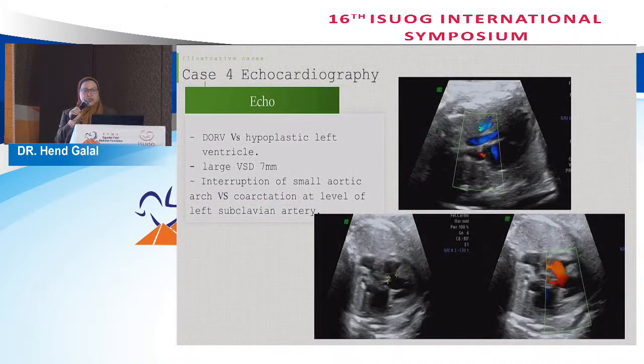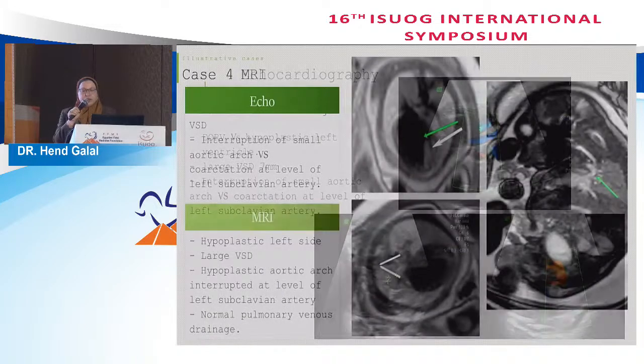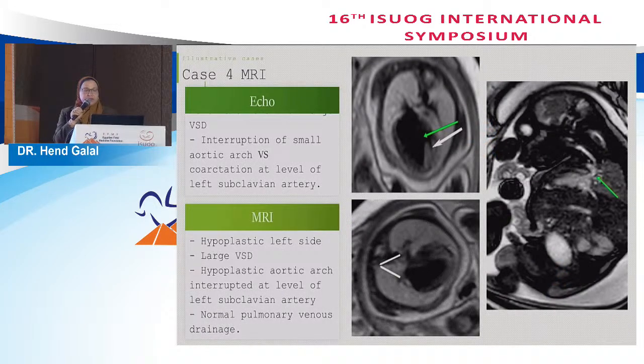Echo first. It was a query case from the echocardiographer. It was a query of double outlet right ventricle versus hypoplastic left ventricle, large VSD reaching 7 millimeters. It was also a query in the outflow tract, either interrupted aortic arch versus coarctation. So let's get it to the MRI to solve this problem.